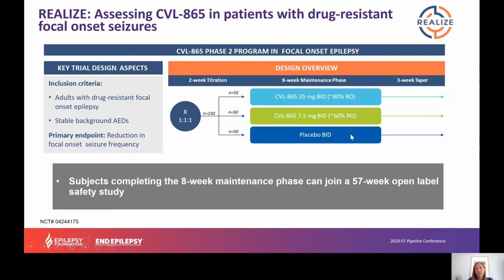So we have our placebo group, we have our 7.5 mg BID group, and this dose group achieves around 60% receptor occupancy. So this is similar to the low dose in the photoepilepsy trial. And then our higher dose at 25 mg BID achieves around 80% receptor occupancy and is around that higher dose in the photoepilepsy trial as well. And those subjects that complete our 8-week maintenance phase have the opportunity to join a 57-week open label safety study. And more details are available on this study on ct.gov.